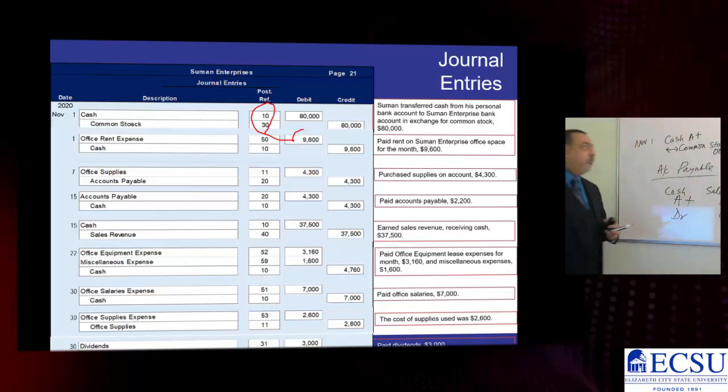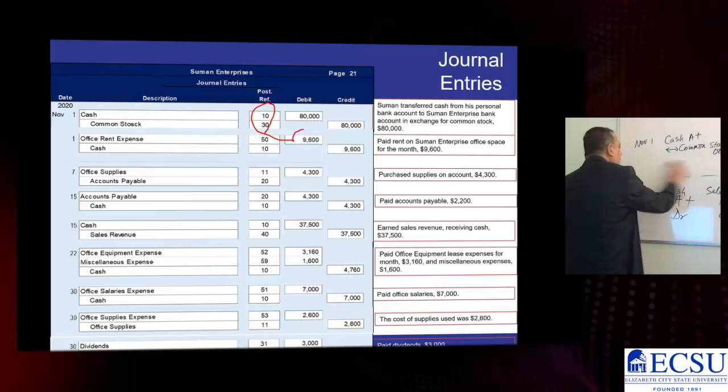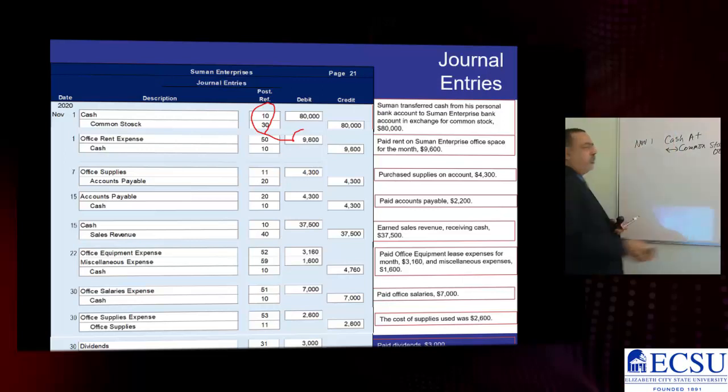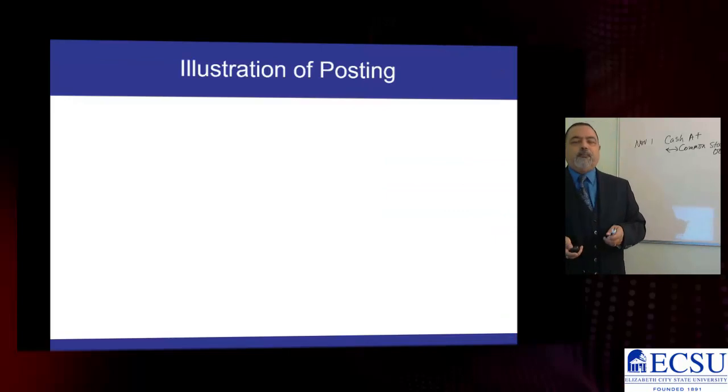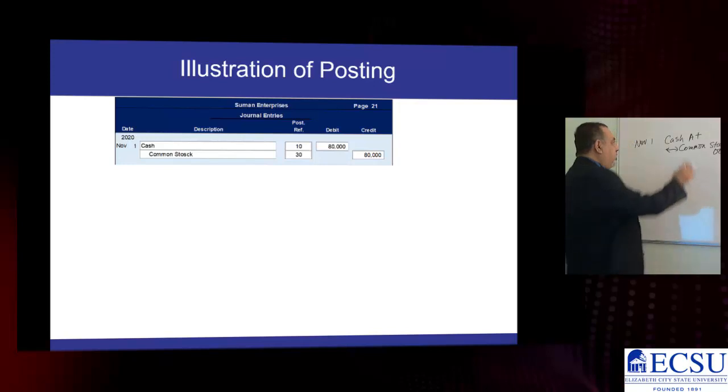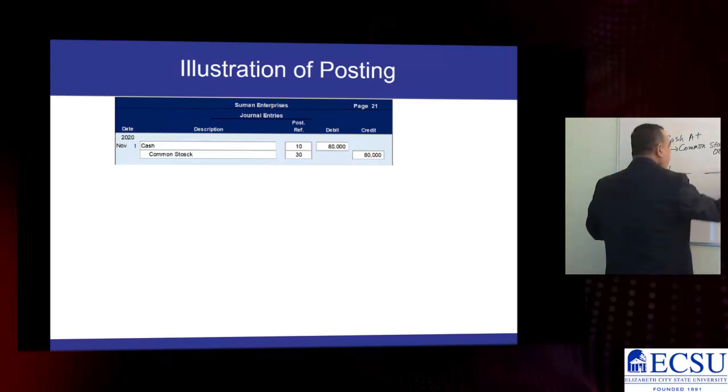Now what I'm going to do is show you how we transfer those journal entries into the ledger. That would be the posting part that we have been talking about. As you can see, I have a journal: cash account is debited and common stock is credited. So this is the journal that I have done. Now, if I illustrate using a T account, cash is one account and common stock is another.